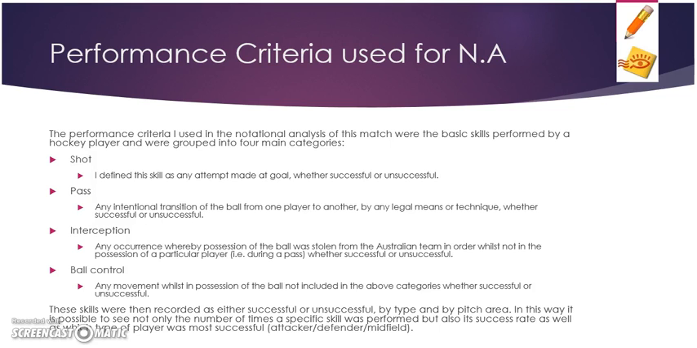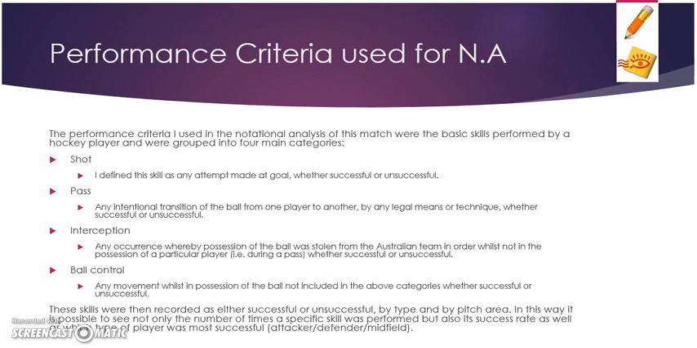Interception was any occurrence whereby possession of the ball was stolen from the Australian team whilst not in the possession of a particular player, i.e. during a pass, whether successful or unsuccessful. Ball control was any movement whilst in possession of the ball not included in the above categories, whether successful or unsuccessful.